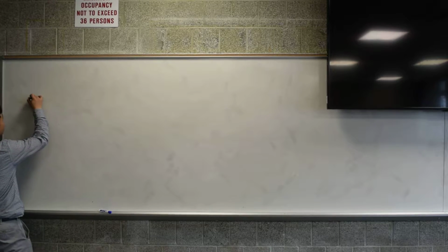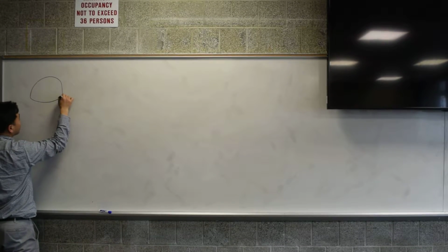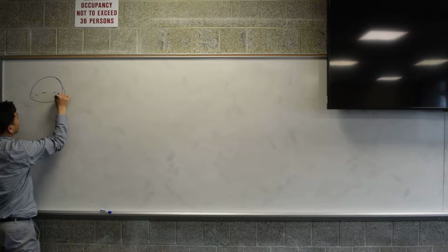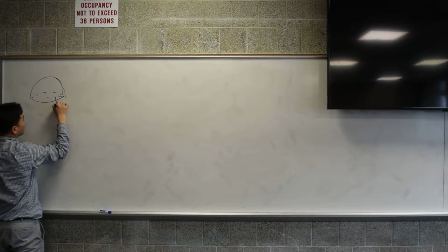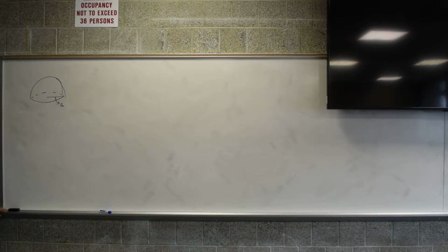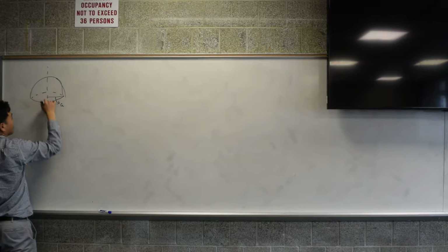Right, suppose you're given this half sphere of radius a. The goal is to find the centroid of that. So let's put it in a coordinate system.